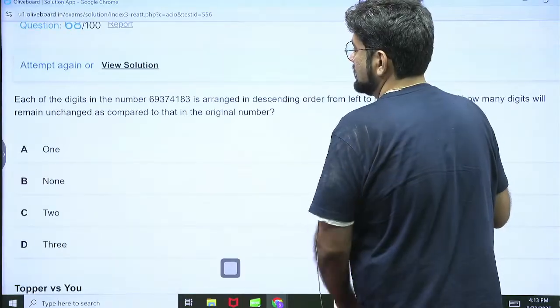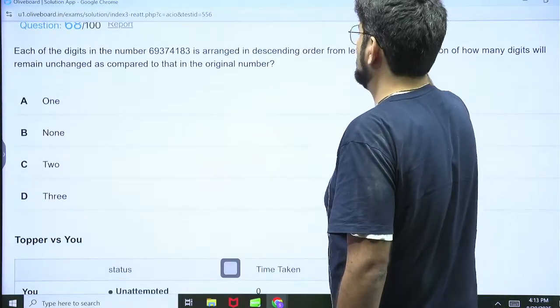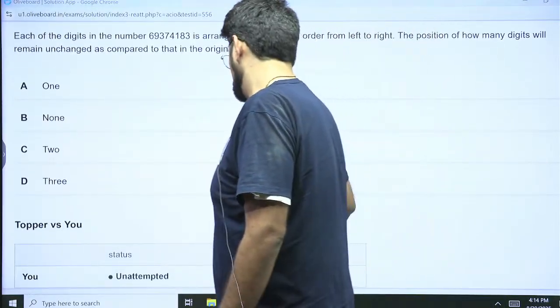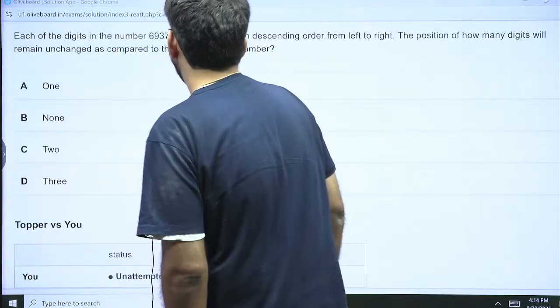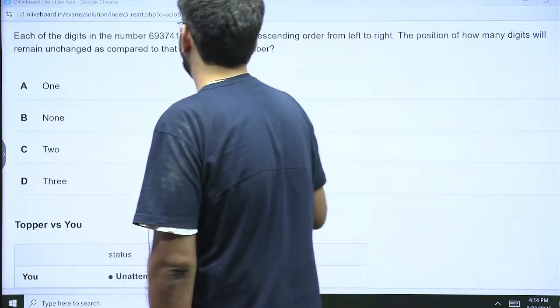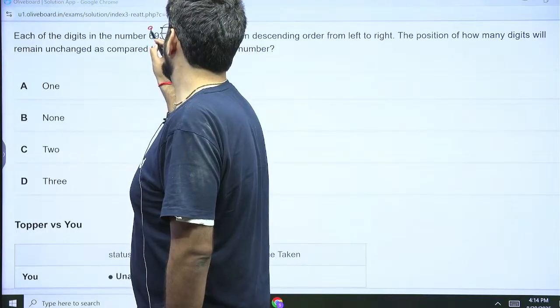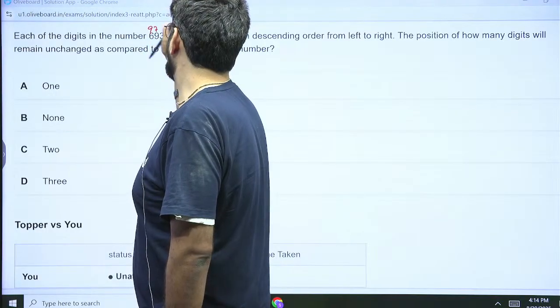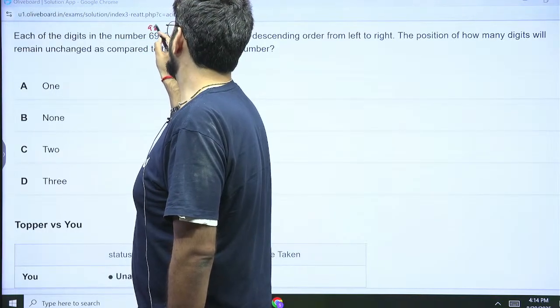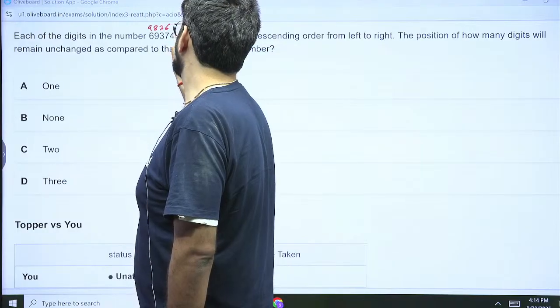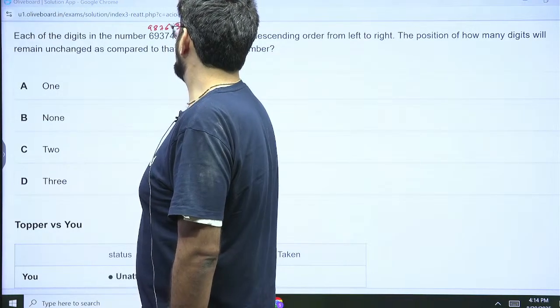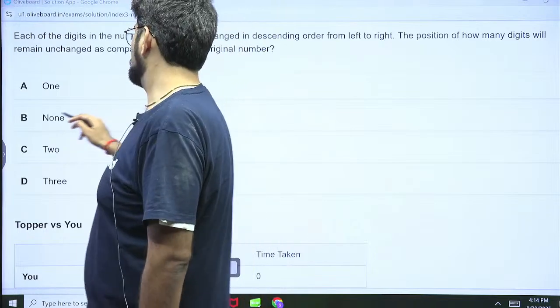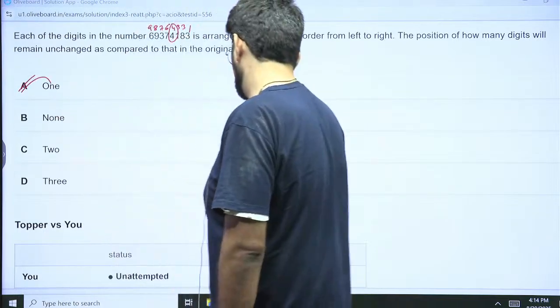Okay, 6, 9, 3, 7 is arranged in descending order from the left to right. Digits will remain unchanged. So this is 9, 7, 9, 8, 7, 6, 4, 3, 3, 1. Only 1, that's it. Rest everything is changing position. So option A is the right answer. Easy.